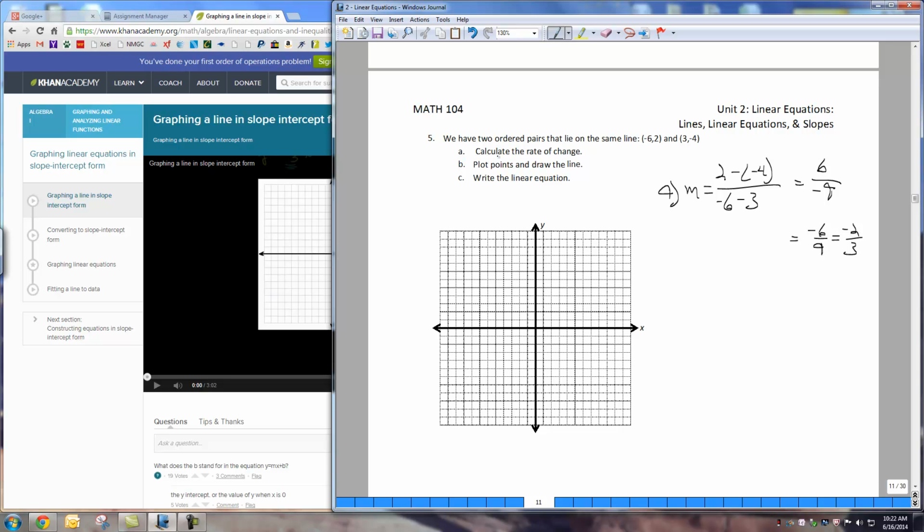Okay, so let's go ahead and plot the points and draw the line. So let's find negative 6, 2. 1, 2, 3, 4, 5. There's negative 6, 1, 2. So there's 1 point on the line. And our other point is 3, negative 4. So 1, 2, 3, 1, 2, 3, 4. There's the point 3, negative 4. And notice that our line is decreasing, which is supported by our slope we found here. Try and connect these as best I can.